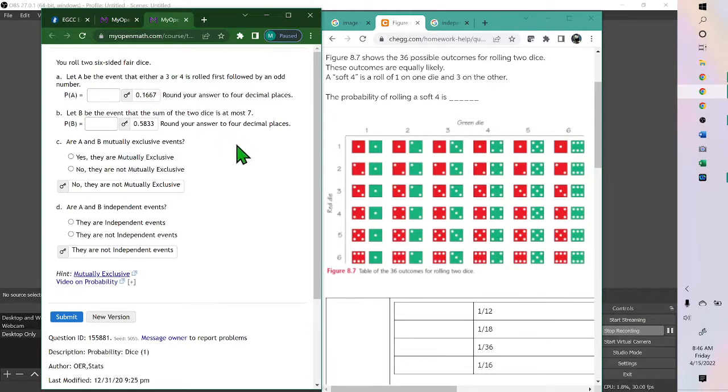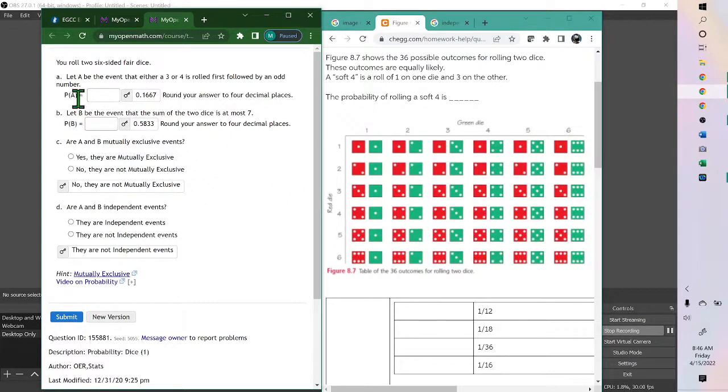So first of all, when you roll two six-sided fair die, to find out how many outcomes there are, when you roll the first die, there's 6. When you roll the second one, there's 6. Multiply it together. 6 times 6, there's 36 possible outcomes. So when we're finding the probability, we would be dividing by the total, which is 36.